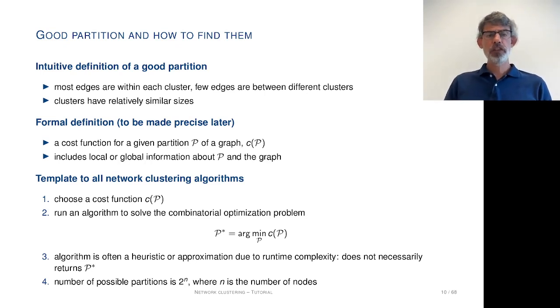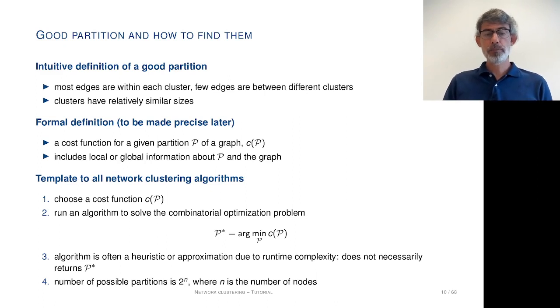The first step is you choose your favorite cost function C(P). Then you run an algorithm to solve the following combinatorial problem: find P star, which minimizes the cost function C(P) over all possible partitions P. This algorithm is often a heuristic or an approximation due to runtime complexity, so it does not necessarily return P star, it will return an approximation or a heuristic to P star.